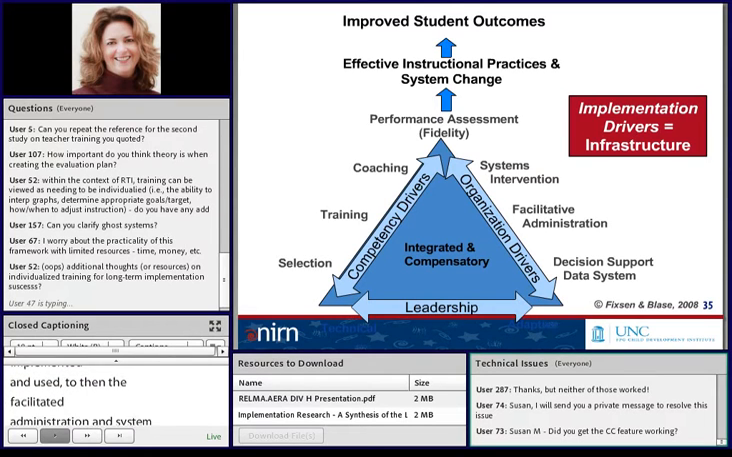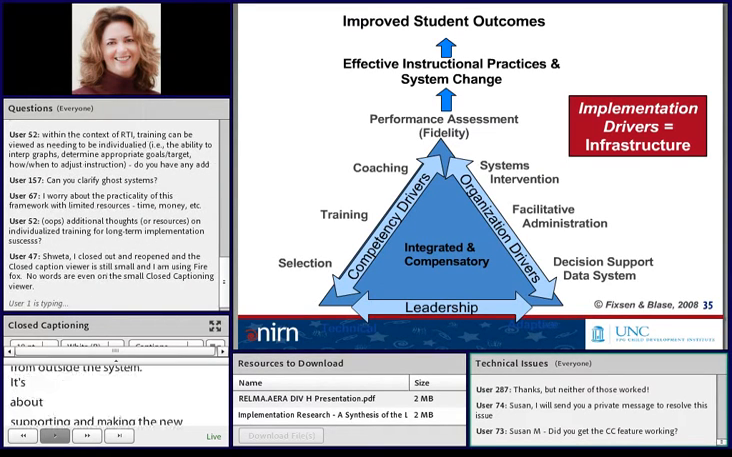engage in that barrier busting or problem solving when there are issues or difficulties raised internal to the system, as well as those threats that are coming from outside the system. And so it's about supporting and making the new ways of work easier for folks rather than more difficult. So this is really ensuring that we're having that organizational system built, as well as that enabling context for folks.